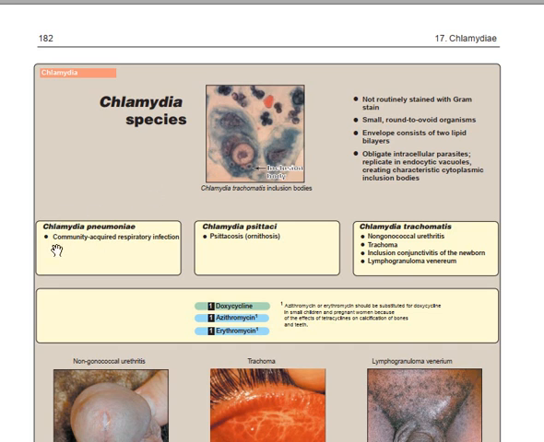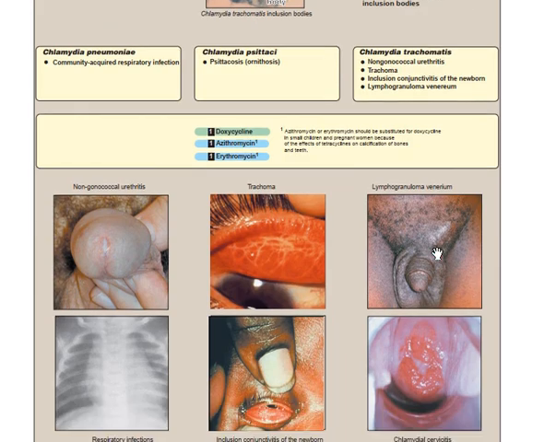Now, Chlamydia pneumoniae is going to cause community-acquired respiratory infection. Chlamydia psittaci is going to cause psittacosis or ornithosis, and Chlamydia trachomatis results in different diseases depending on the serotype. It can result in non-gonococcal urethritis for the D to K serotypes, trachoma for the A, B, C serotypes, inclusion conjunctivitis for the D to K serotypes, and lymphogranuloma venereum for the L serotypes. Now, the antibiotics used in Chlamydia are doxycycline, azithromycin, and erythromycin as first line.